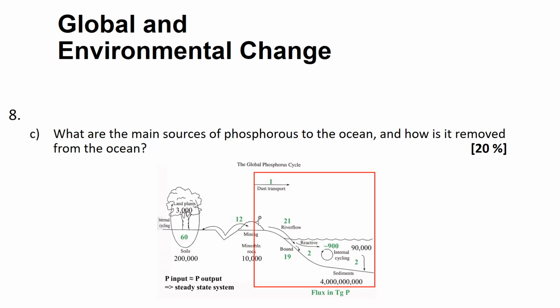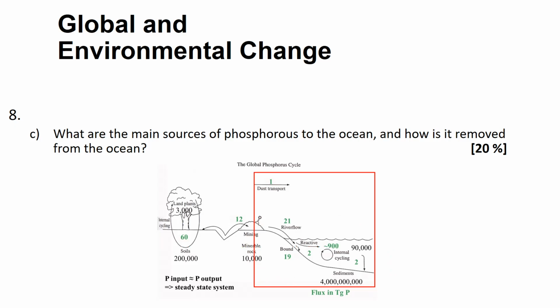Again, this is a bit of a list kind of answer. Basically it's asking what the sources are and how phosphorus is removed. So we're specifically looking for the sources of phosphorus to the ocean. Okay, so we're looking for fluxes into this box here.